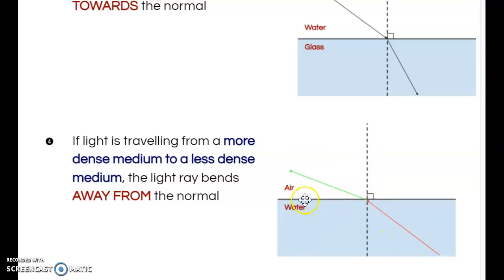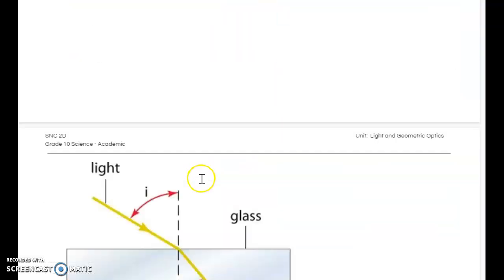In this case, we have air and water. We have our incident ray traveling from the water up, hitting the normal at an angle, and then you have your light ray bending this way, away from the normal. So my angle of incidence is less than my angle of refraction in this case. Again, those are two things that you're going to really need to know moving forward.